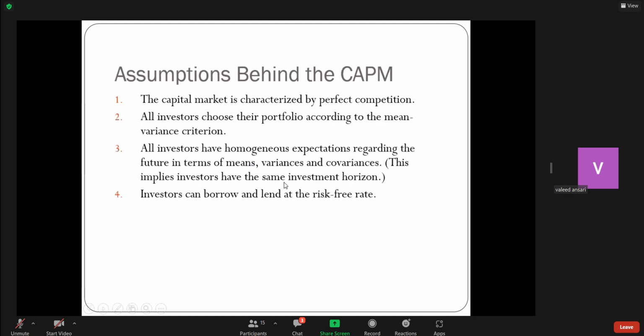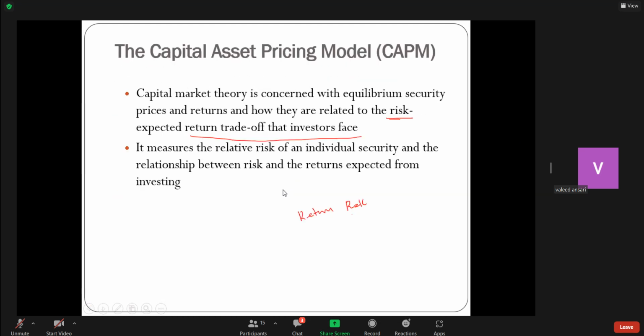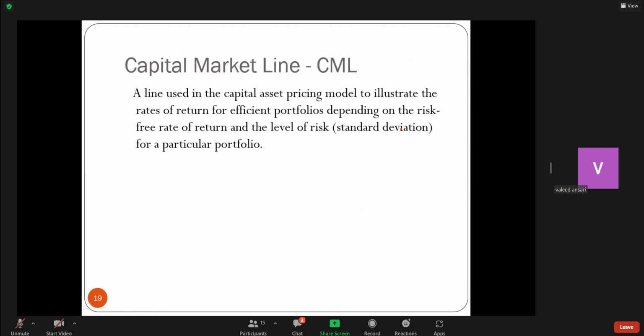So there are two versions of CAPM. One is known as the capital market line. Another is known as the security market line. Both relate risk and return. So two versions are there.